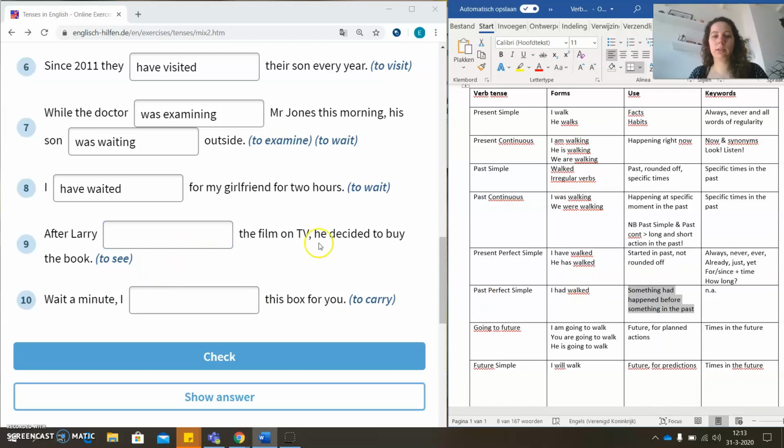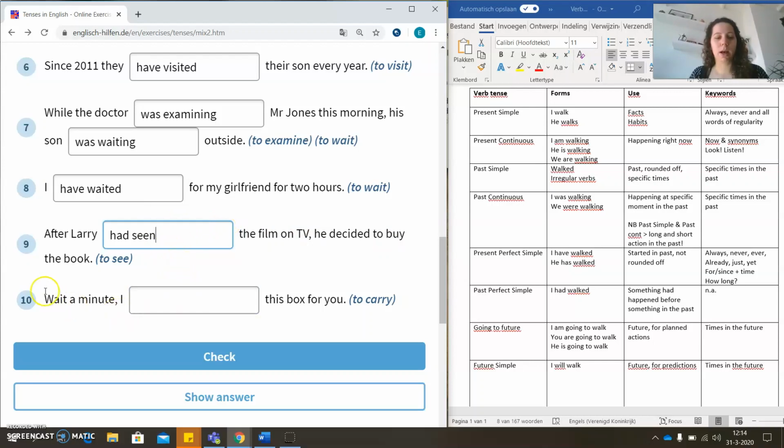So if we look at it, then watching the film on TV happened before he decided to buy the book. That means that this one should be our past perfect. After Larry had seen the film on TV, he decided to buy the book. Tricky one, right? So be on the lookout if you see these sentences with two verbs in them. It could very well be a past perfect.